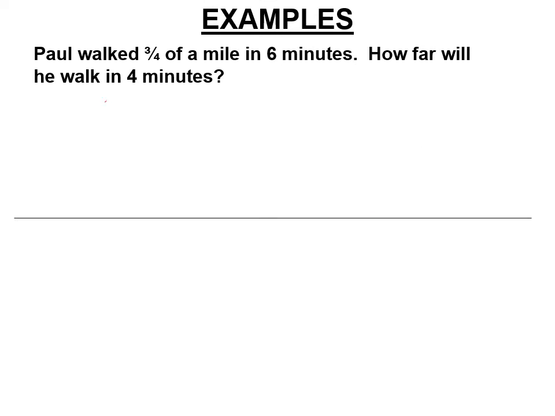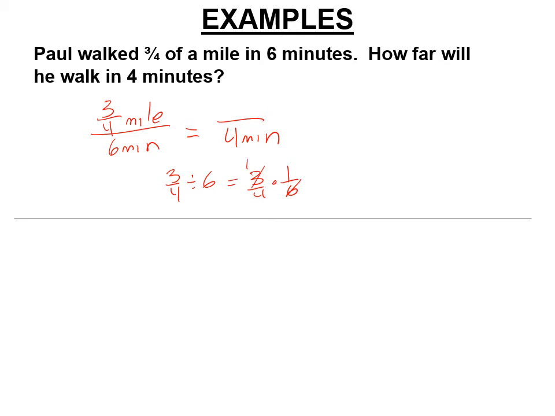Right, so Paul walked 3/4 of a mile in 6 minutes. How far will he walk in 4 minutes? Okay, so this is a missing number problem. So we have 3/4 divided by 6 on the left, so let's simplify that. That's 3/4 times 1/6, cancel. 3 becomes 1, 6 becomes a 2, and that becomes 1/8. Now that's 1/8. Oh, 8 divided by 2 is 4. 1 divided by 2 is 1/2, right?